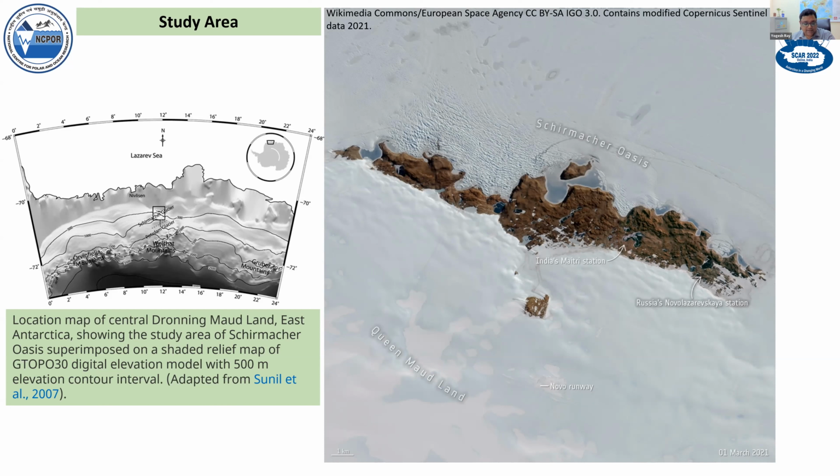The landscape comprises numerous small hills with east-west trend. The eastern and western end of the oasis is low-lying, 5 to 10 meters in elevation, whereas the maximum, 227 meters, is in the central part of the oasis. Overall, it has an area of approximately 32 square kilometers. And as you can see, this is the marginal area between the continental ice sheet and the ice shelf.